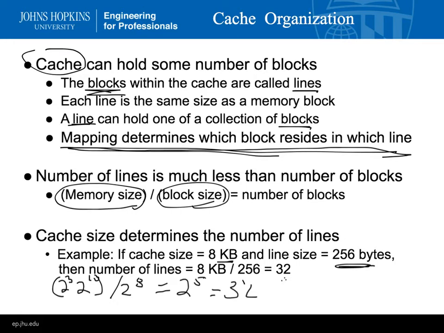Remember, a kilobyte is 2 to the 10th bytes. 8 is 2 to the 3, so 8 kilobytes is 2 to the 3 times 2 to the 10 bytes. 256 is 2 to the 8th bytes. We divide 2 to the 13th by 2 to the 8th and get 2 to the 5th, which is 32. So it's just going through that calculation.